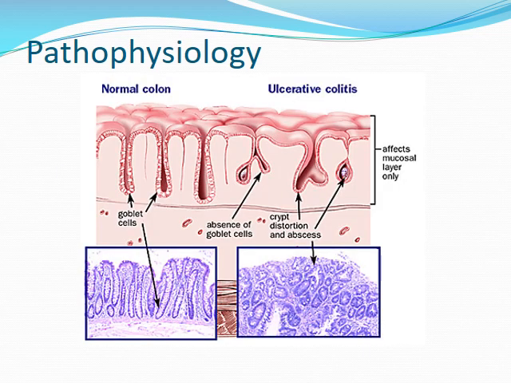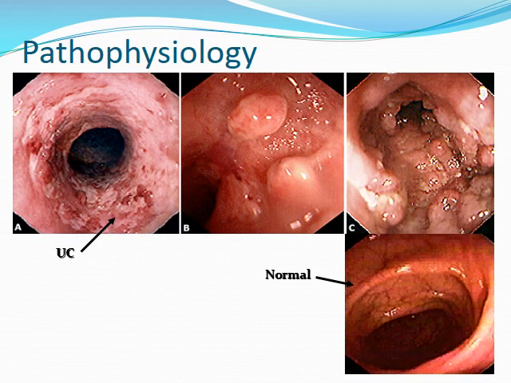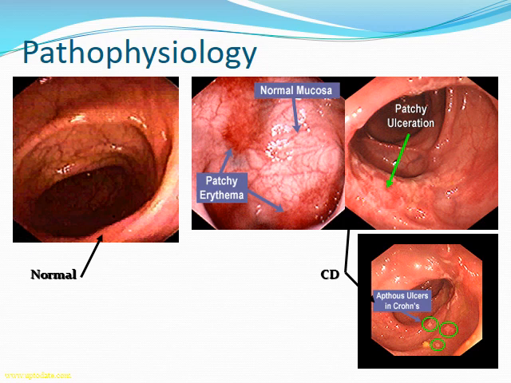Again, here is another picture showing the differences between what a normal colon might look like versus the changes and malformations that happen when you have ulcerative colitis. And here are some pictures showing some of the lesions that can occur. Especially with Crohn's disease, you see the patchiness, where you have normal mucosa spread about between patchy areas of inflammation.